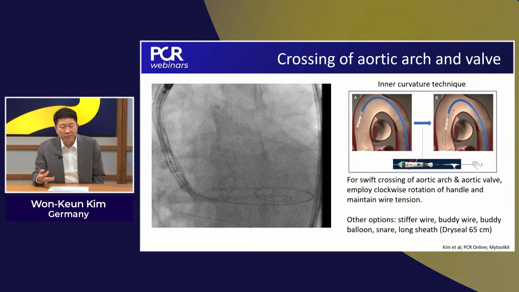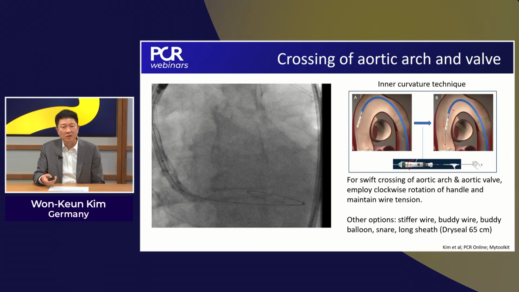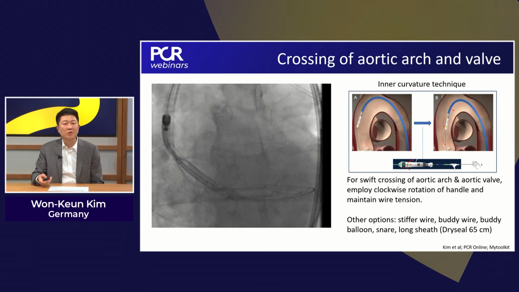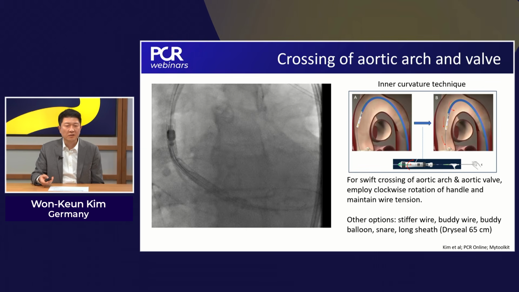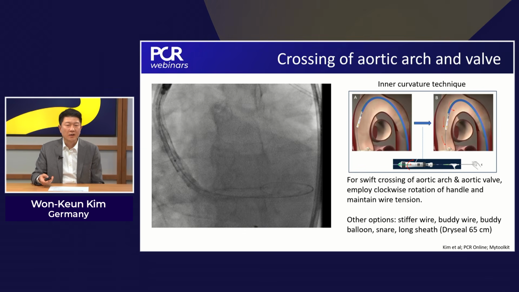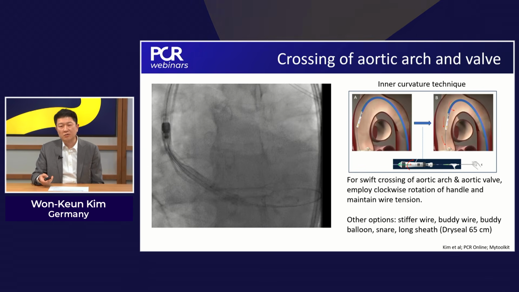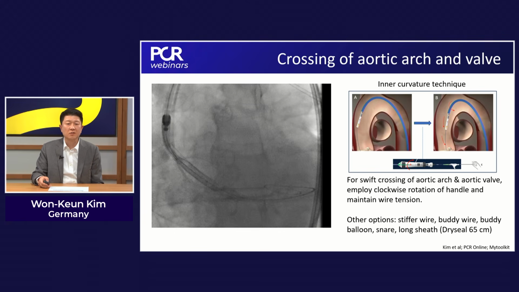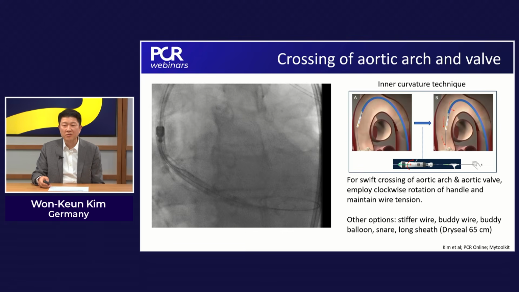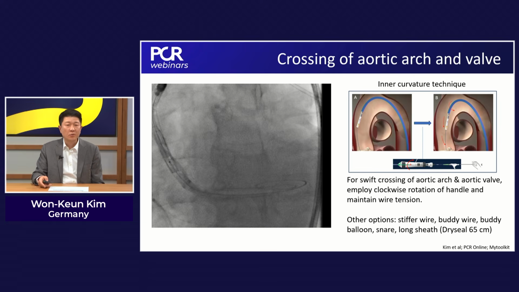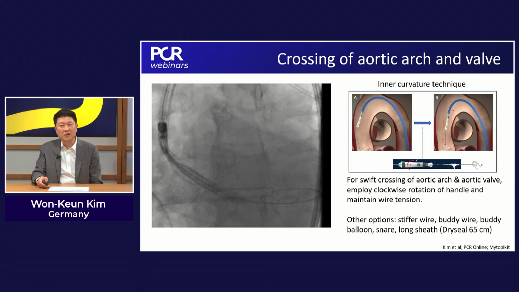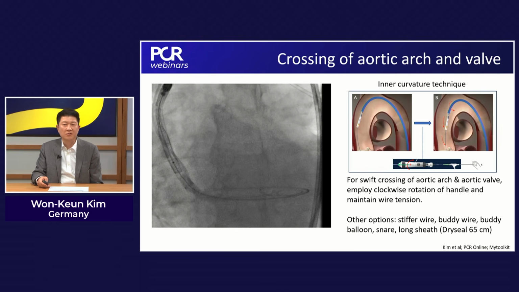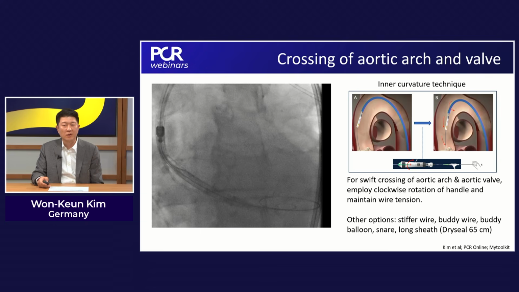And I have summarized different technical approaches, instruments, and devices that could be used. You can see that it was difficult to cross the aortic valve. It's an interplay of angulation, etc. You could try using a stiffer wire, which you already mentioned, buddy wire techniques. You can insert a second balloon. Some operators would use a snare or even a long sheath, which probably would only help for the aortic arch, or even techniques such as shown here, employing clockwise rotation of the handle and maintaining wire tension.